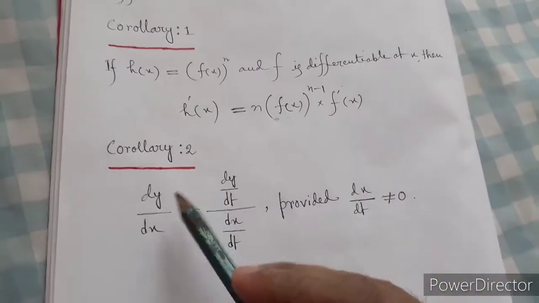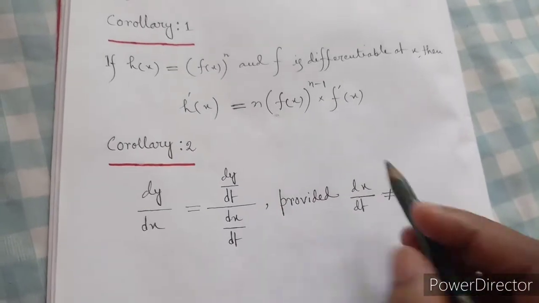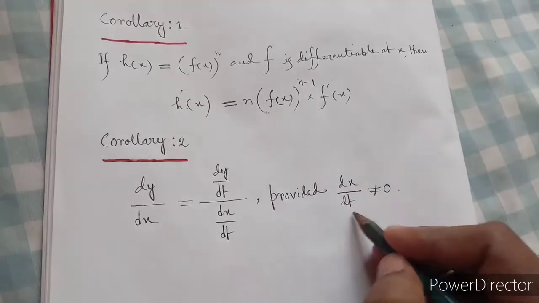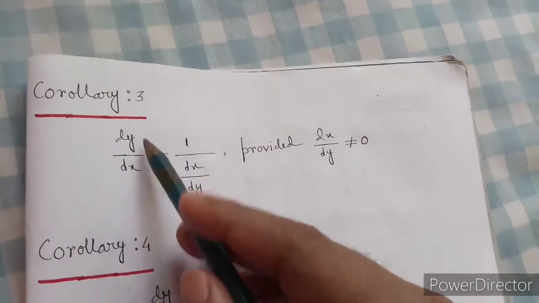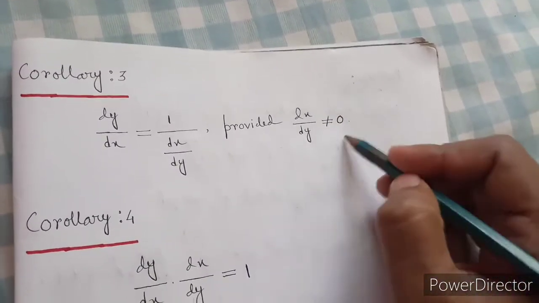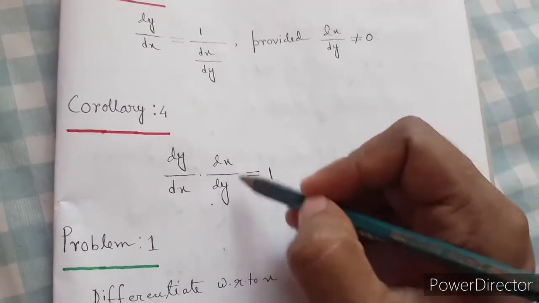Now corollary 2: dy/dx equals (dy/dt) by (dx/dt), provided dx/dt is not equal to 0. Now corollary 3: dy/dx equals 1 by dx/dy, provided dx/dy is not equal to 0. Corollary 4: dy/dx into dx/dy equals 1.